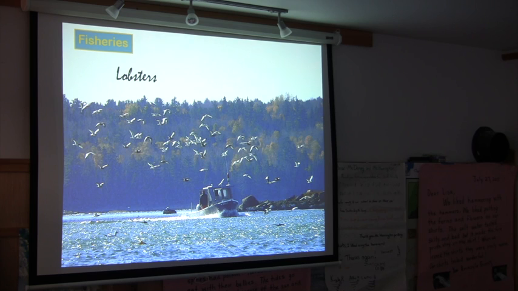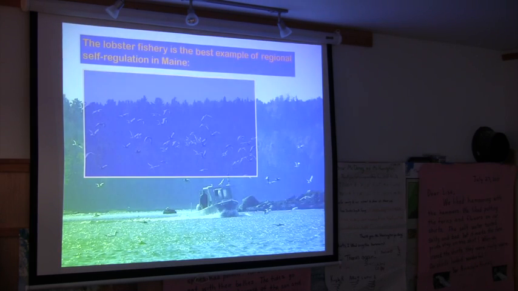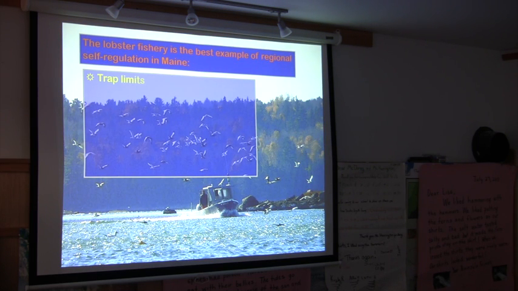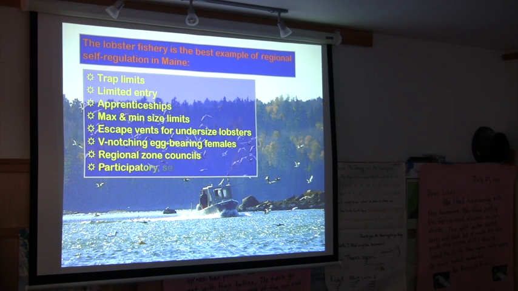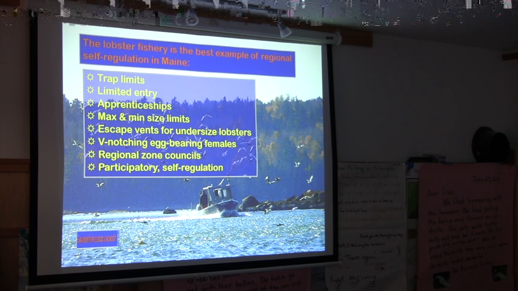Fisheries, the pronounced one in the bay is lobsters. Here's a lobster fisherman. He throws out the catch he doesn't want, and these guys gobble it up. The lobster fishery is really exemplary. They have trap limits, limited entry to the fishery, apprenticeships that train their young guys, maximum and minimum size limits, escape vents for undersized lobsters to get out of the trap, the V-notch female lobsters so they won't be taken. They have regional zone councils, and they have participatory self-regulation.